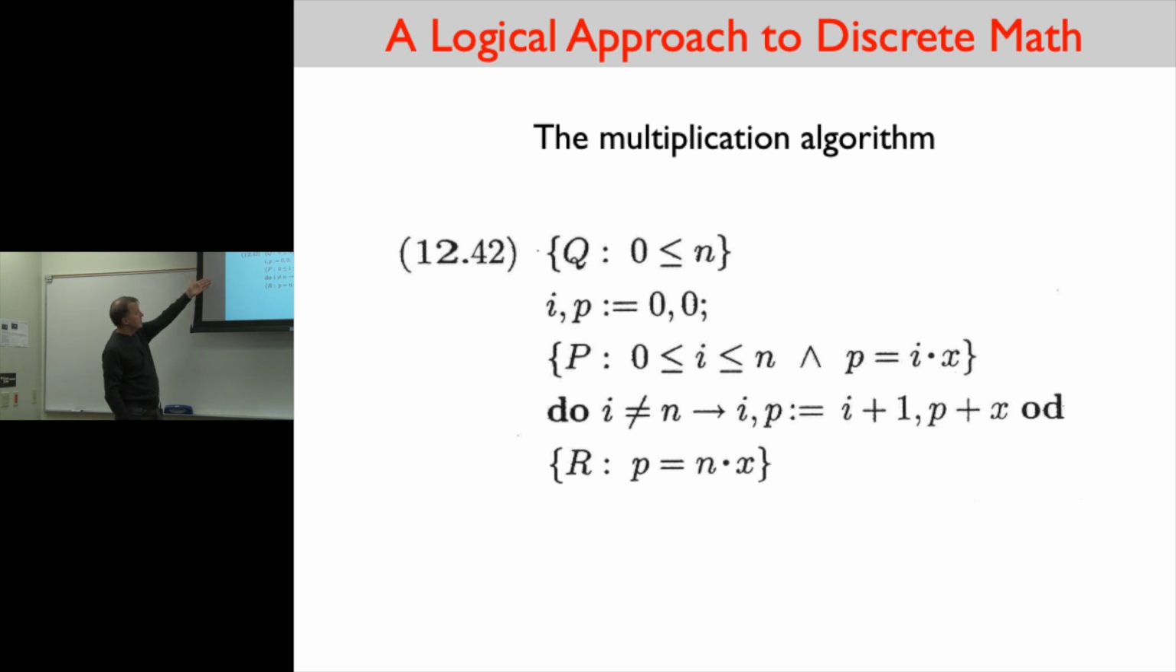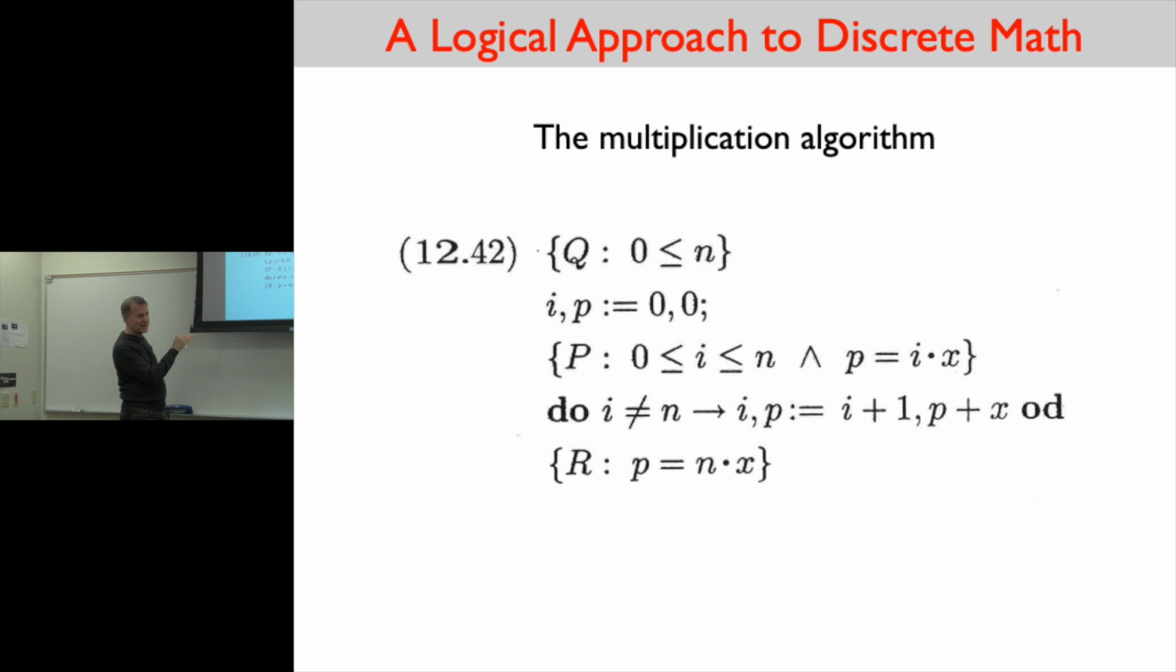So what does it say in the beginning? The precondition is identified as Q, and that is 0 is less than or equal to n. The initialization is I, P gets 0, 0, and also X. And then the loop invariant P is 0 is less than or equal to I is less than or equal to n, and P equals I times X. Little p equals I times X. So in the beginning, of course, P is going to be 0. And then each time we go through the loop, what do we do? It's do I, so the guard is what?